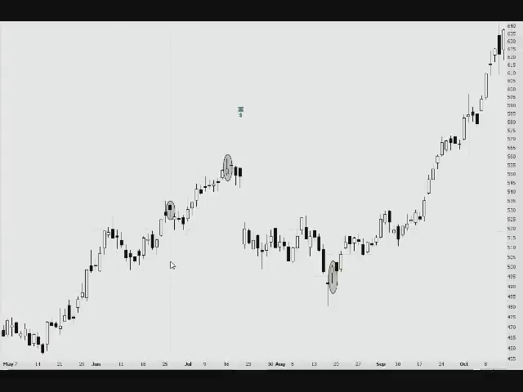Here we go. We've got an up move, we're moving up. You see lots of candles here. You've got a doji.